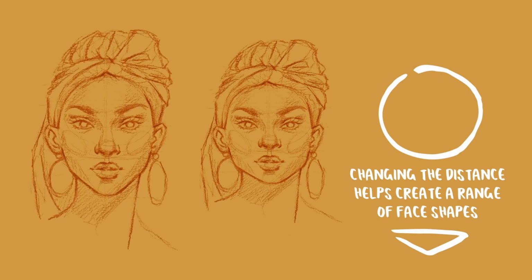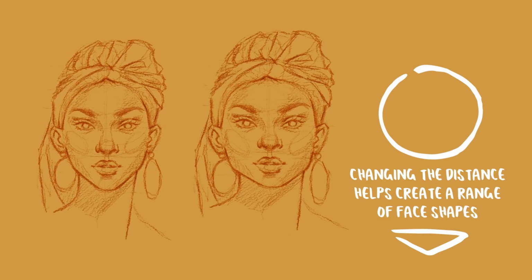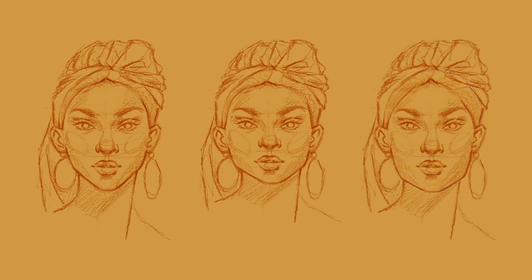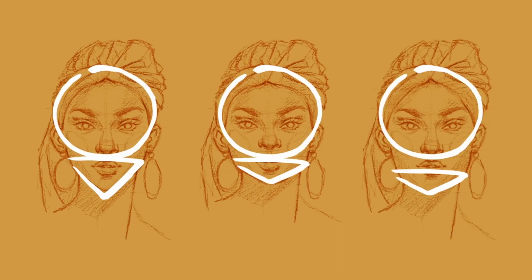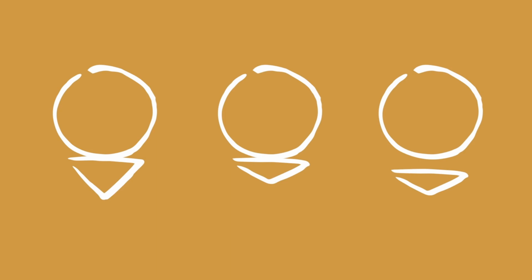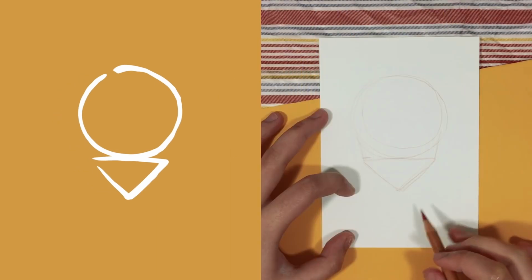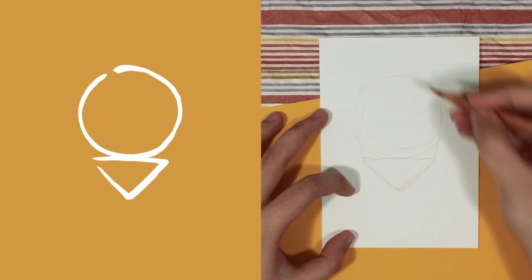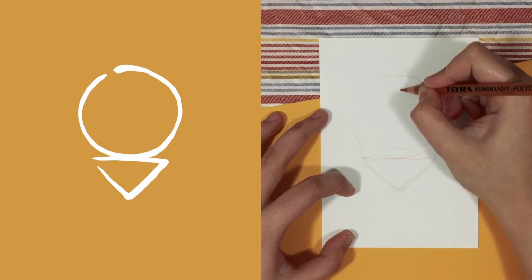such as an oval face shape, a square face shape, and a triangle face shape. And there are actually 3 main combinations that I like to use, which you can see on the screen, but for the demonstration I will be using the first combination and the most common one.